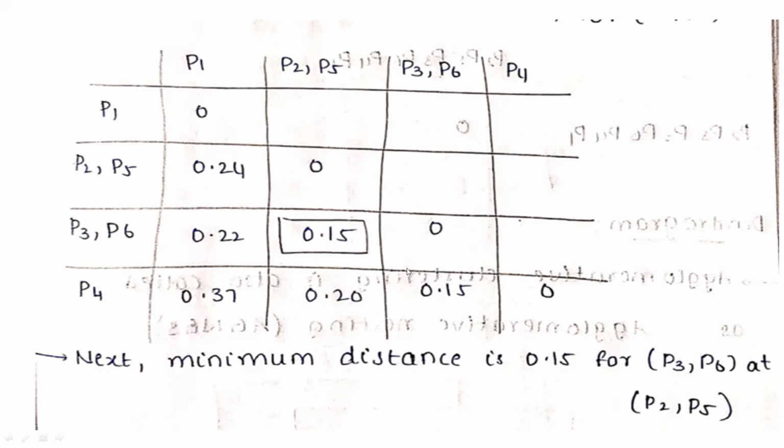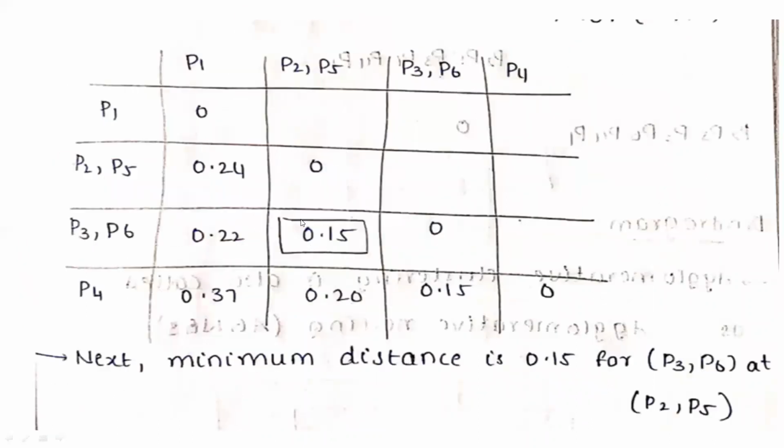Otherwise, if you consider this particular point, this is also minimum, right? It is also 0.15. So if you consider this particular point, what will it be? P3, P6 and P4. You will be considering only 3 points. But if you take this one, we'll consider 4 data objects in a single cluster, so that the complexity of the algorithm will also reduce, right? So you need to think in that way also, so that you reduce the time and improve the efficiency of the algorithm.